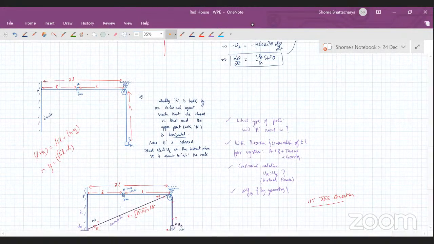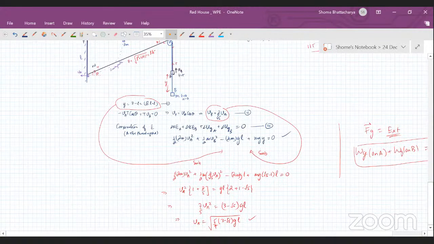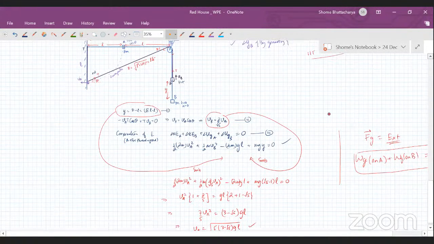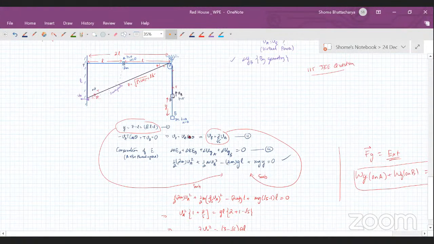Okay. Yeah, do you want to see the question again or the solution? Okay, I'll take you through the solution again. And the constraint relation I'll explain again. So there are two constraint relations here. The second one, the virtual power one. So virtual power one में देखो क्या हो रहा है?